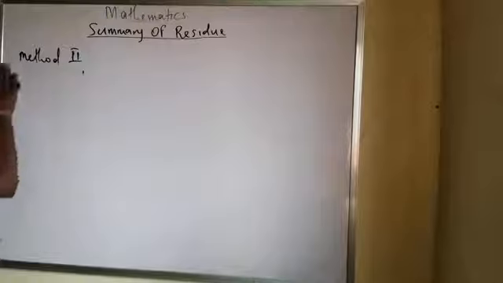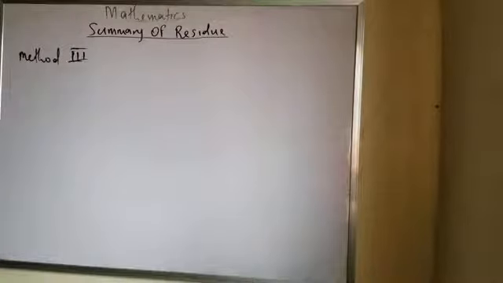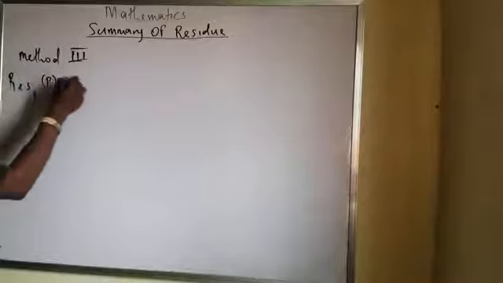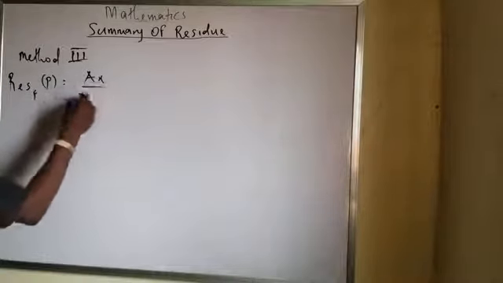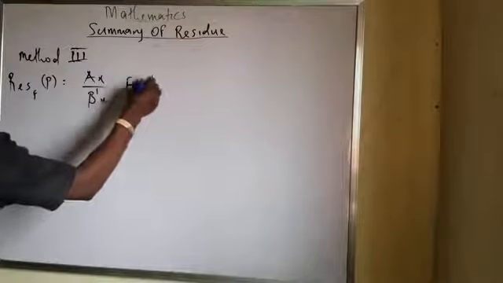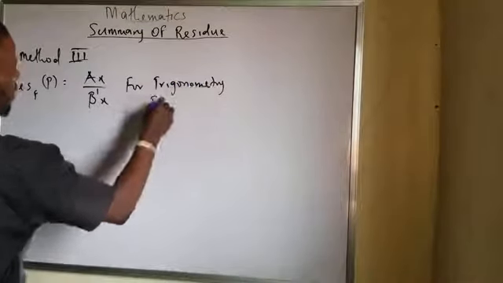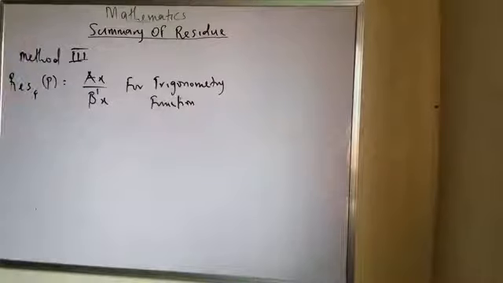Now, the next one I'll be playing with is method 3. Method 3 is always very simple, and it means I'll be having the residue at p equals a of x divided by b prime of x. Now, for trigonometry functions, it's always useful for what? Trigonometry functions without any stress.